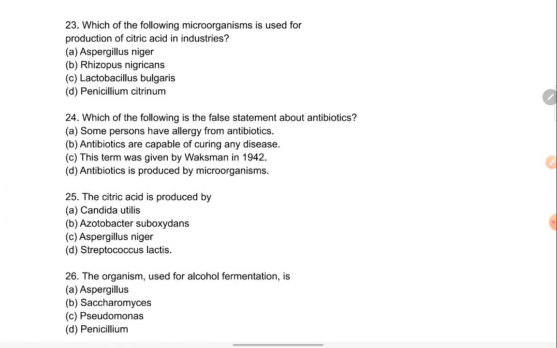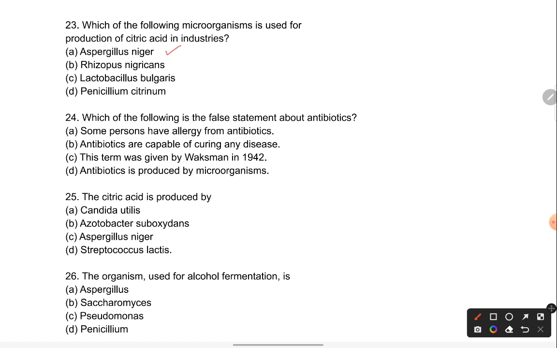Which of the following microorganisms is used for the production of citric acid in industries? Citric acid production, which organism? Do you know? Lactobacillus bulgaricus or Lactobacillus produce lactic acid, Penicillium notatum and Penicillium chrysogenum produce antibiotics. Then Aspergillus niger is the organism that produces what? Citric acid. So the correct option is Aspergillus niger. So 23, A is the correct answer.